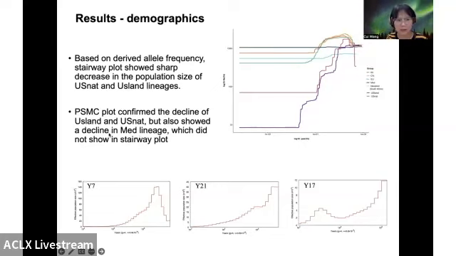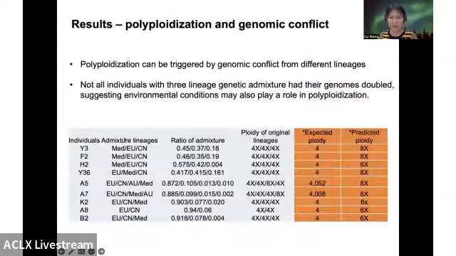We further performed PSMC plot based on whole genome sequencing on the 3 individuals that we got, and it shows, yes, the North American and the Land lineage had a sharp decline, but it also showed this Mediterranean lineage also had a decline. As we have explained before, there are a few individuals that have genetic admixture of 3 lineages.